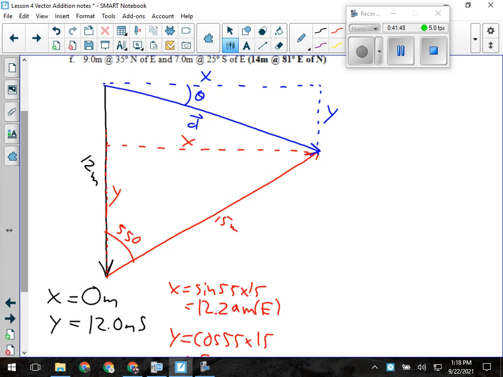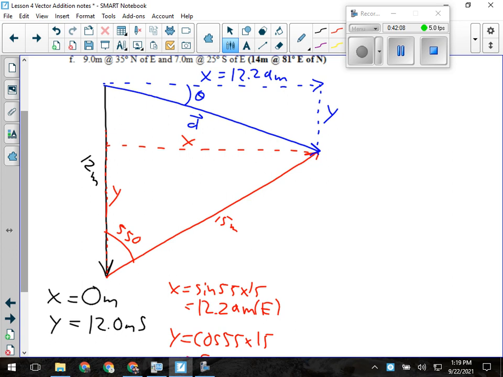Right? Well, blue x is easy because blue x is what compared to red x? It's the same, right? It only goes east in one part of this trip. So blue x and red x are equal, right? So I don't even really have to do much thinking on that one. This one is 12.29 meters, okay? And it's east, right?